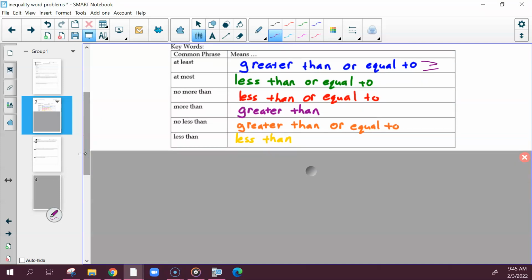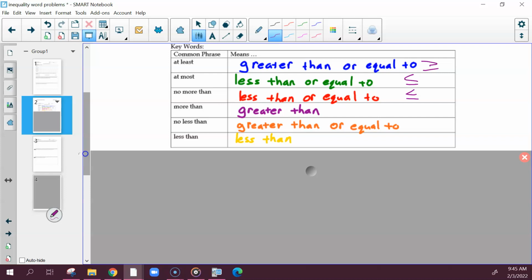At most is less than or equal to. I have at most 23 students in this classroom. I don't have more than that. I could have less than that, but I don't have more than that. No more than is like the opposite. More than is greater than, but no more than is the opposite. So this is also less than or equal to. I have no more than 23 students in this classroom. I could have less, but I don't have more than that.